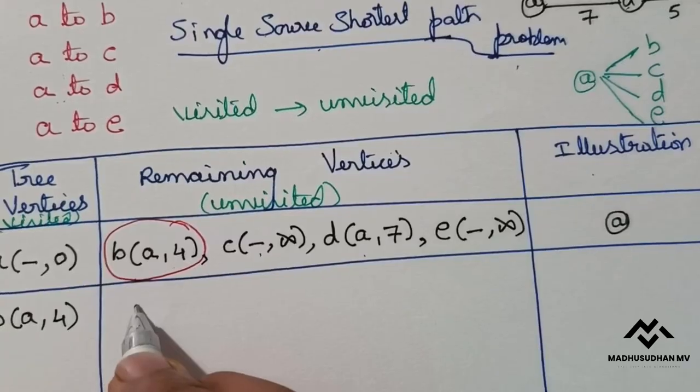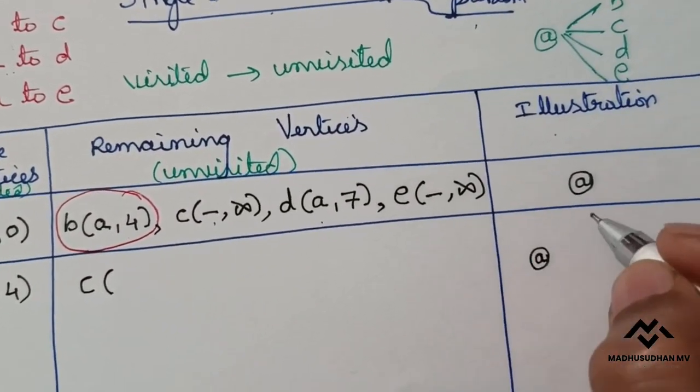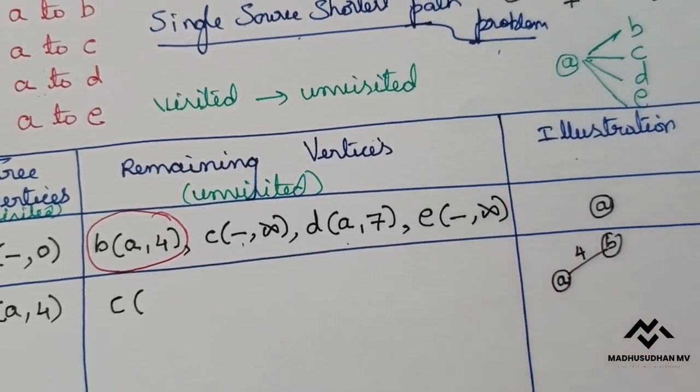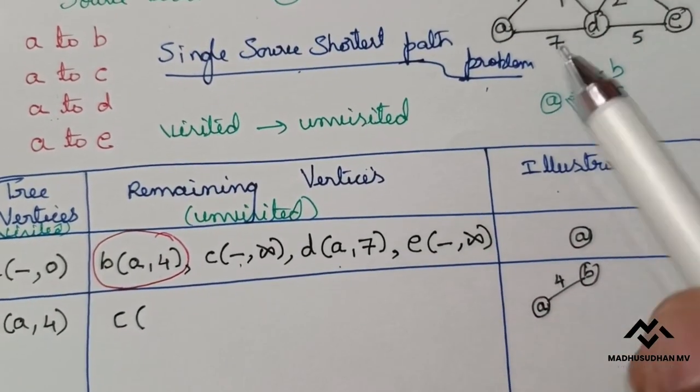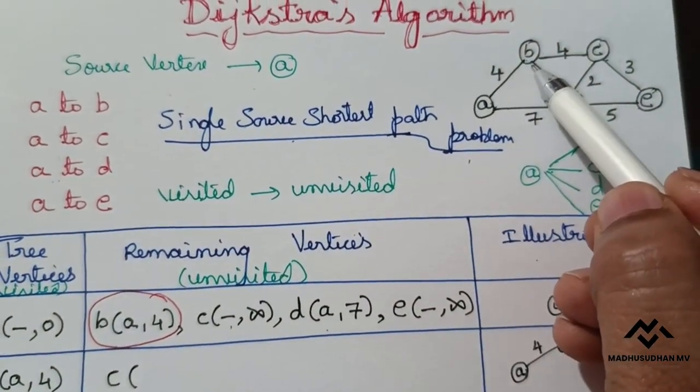So that is B. I traveled from A at a distance 4. Then the remaining vertices I need to write as usual. That means what I selected now: from A, I moved to B, and the distance I traveled is 4. Okay, now I moved from A to B. Right now I am at B.